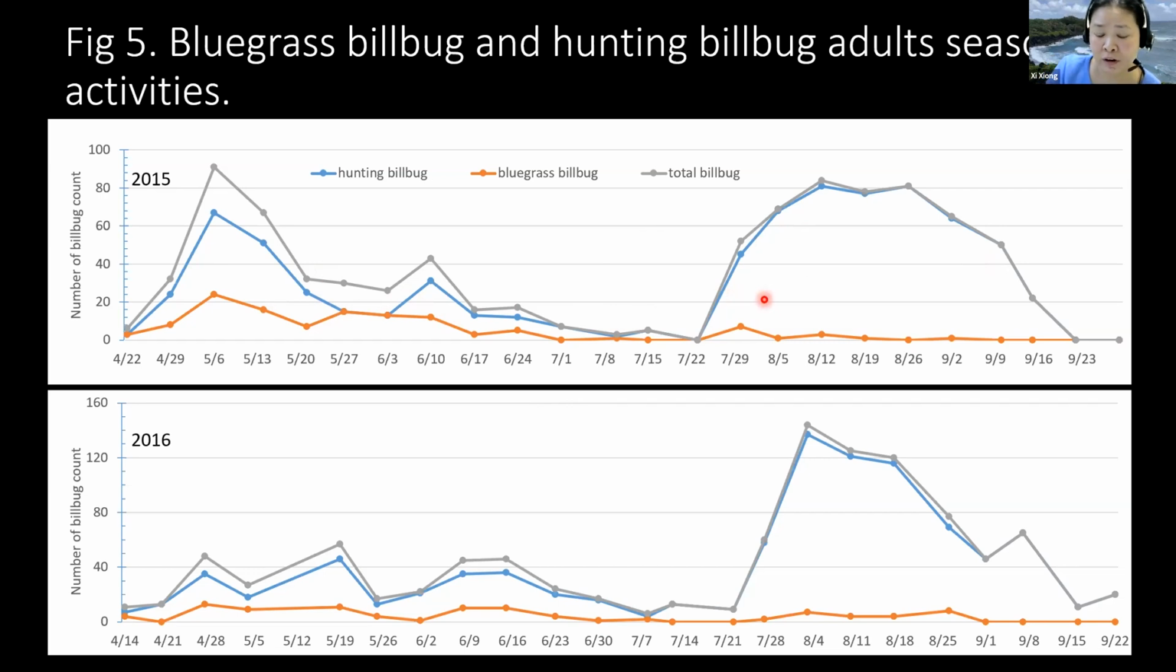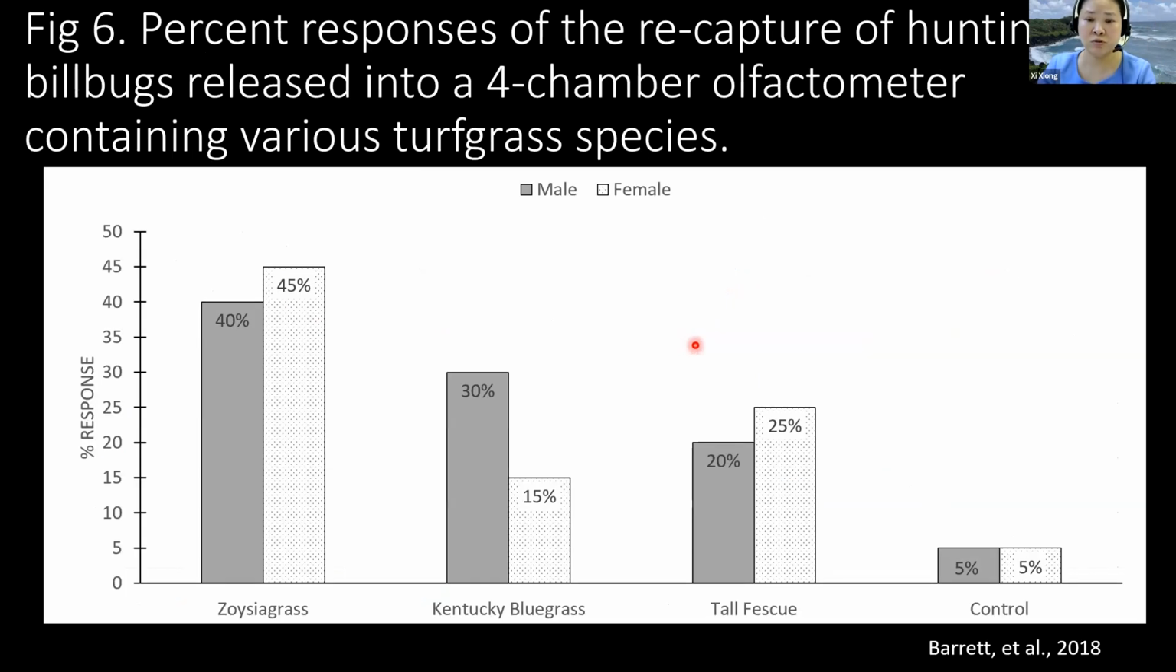Some of the data from Florida actually shows that the hunting billbug goes through more than 6 generations a year. So this is a very complicated population that makes our control practice need to be more careful.